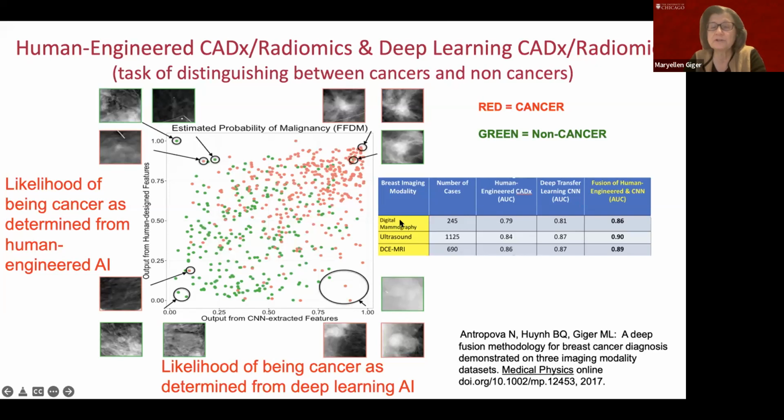We do this for digital mammography, ultrasound, and DCE MRI. And what we found is these are area under the ROC curves and the task of distinguishing between cancers and non-cancers. They both did quite well. And when we merged the output, we did statistically better.